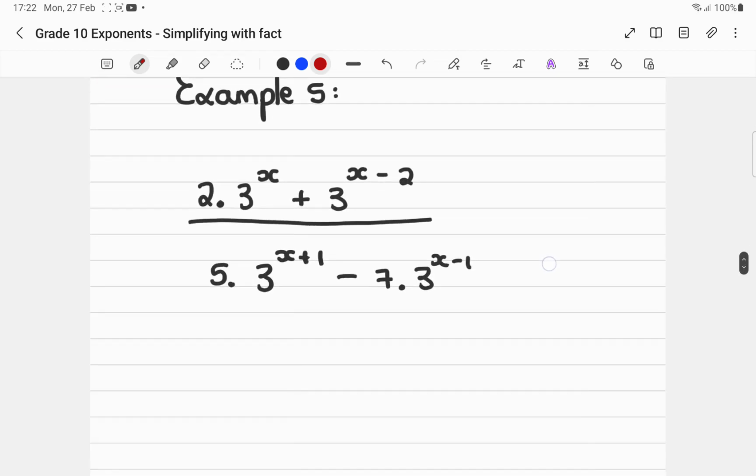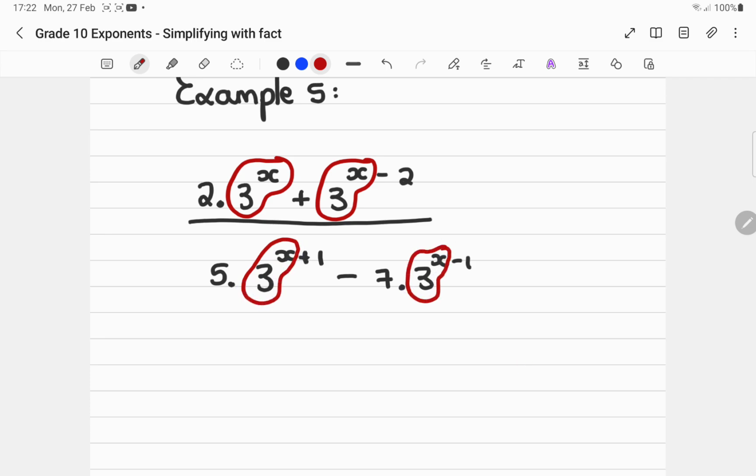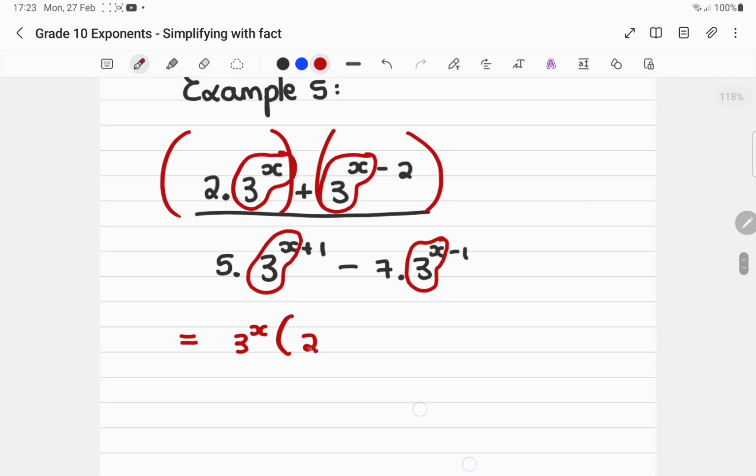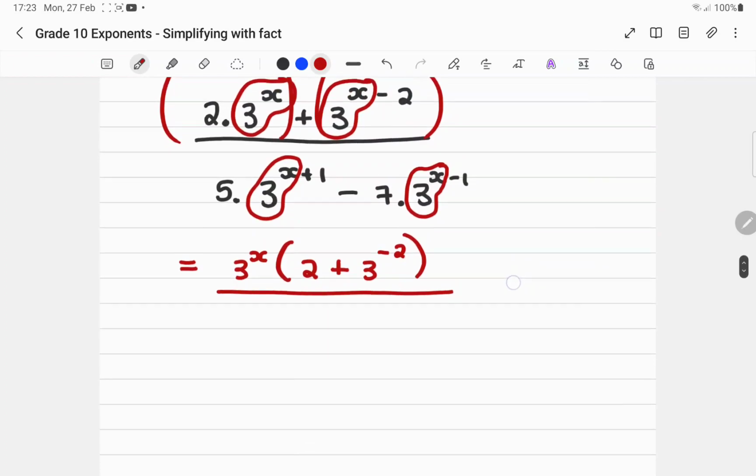Example 5. Okay, so can you see there's a 3 to the power x? Why I chose these specific ones is because every time something small changes and then I sit with a minus 1. I just chose them specifically because they are different from each other. Okay, so at the top, if you look at your two terms, in both terms, there's a 3 to the power x that I can take out. Now, what is left? A 2 times 1, which is just 2, plus 3 to the power negative 2, all over at the bottom as well.